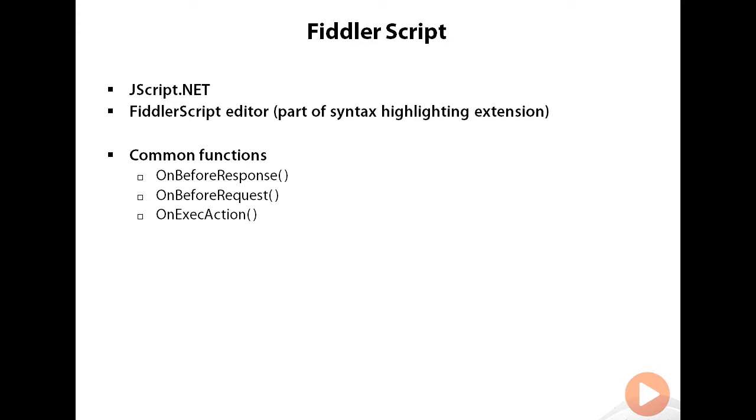Fiddler script has access to several common functions: OnBeforeResponse, OnBeforeRequest, and an OnExecAction. So we can place some JScript.NET code in these particular methods to affect what happens when every request comes in before it goes on to the web server, and what happens when responses come back. The OnExecAction allows us to write our own quick exec commands that we can plug into Fiddler.